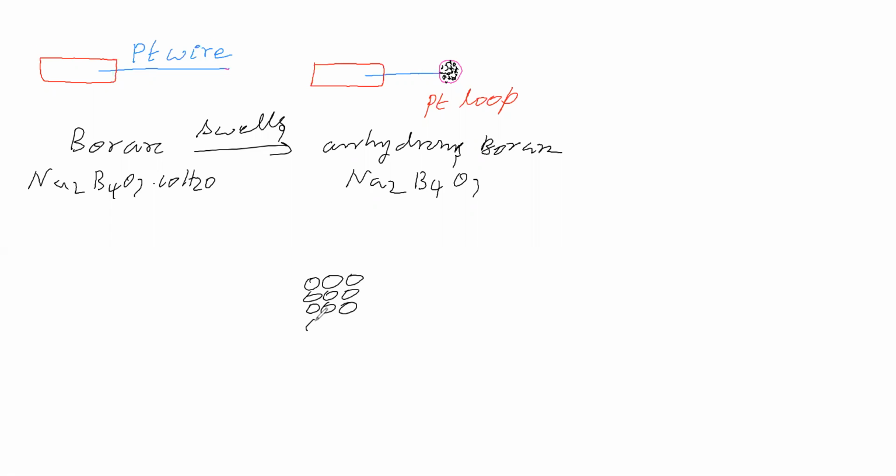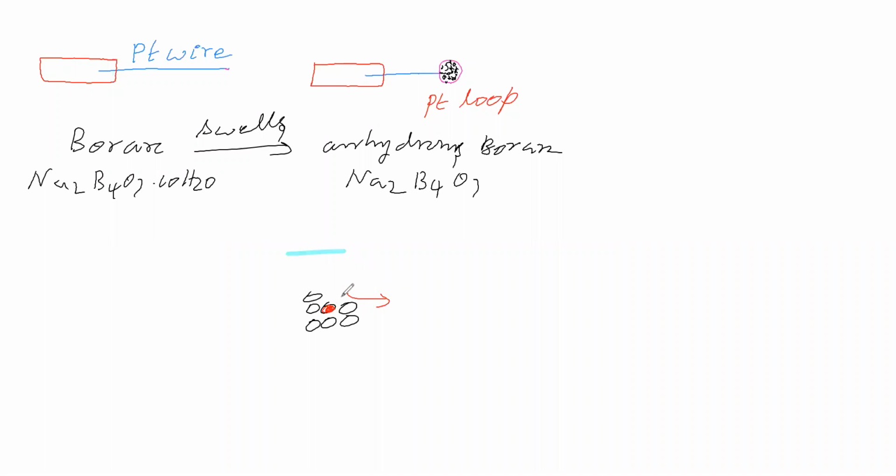Borax molecules are present like this. From this borax molecule, a water molecule is leaving, so it has to come out like this. The water molecule makes this part go to this side. This molecule is going this side, therefore the molecules are moving far away, and therefore it is swelling. The borax swells due to evolution of water, and the borax is becoming anhydrous borax.